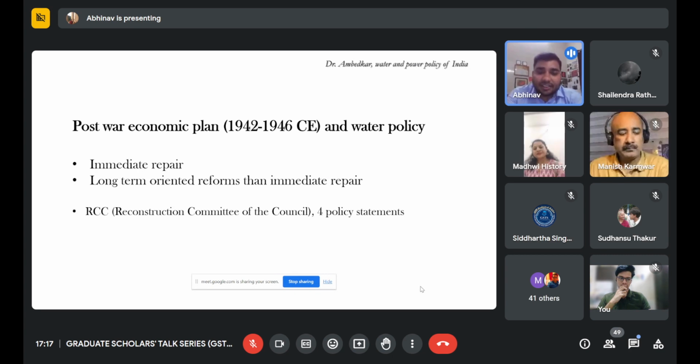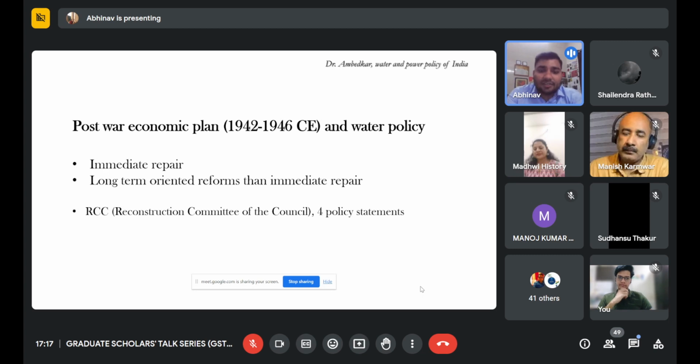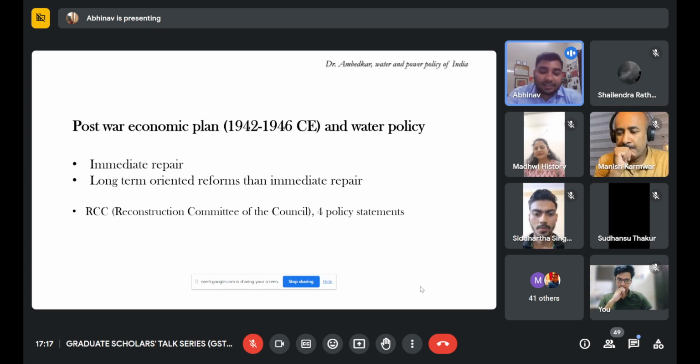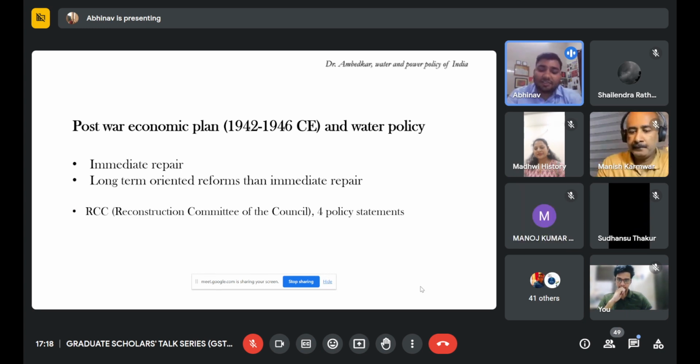And the water and power policy initiated by Dr. Ambedkar played a very significant role under long-term oriented reforms, because this was focusing on the building of new infrastructure projects, building of new industries which were different from the immediate repair. And there were many other plans. We could see the Bombay Plan by JRD Tata, and the People's Plan, and the Congress plan by the National Planning Committee, Nehru, and scientists like Meghnad Saha.